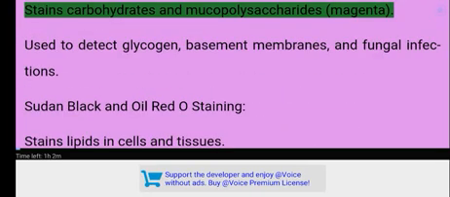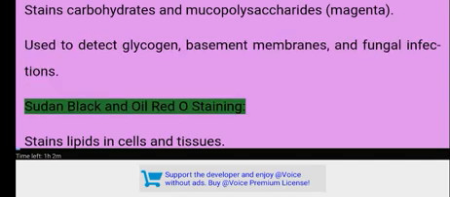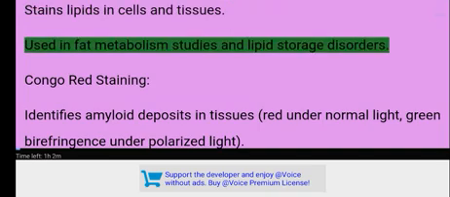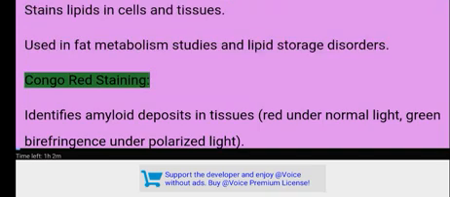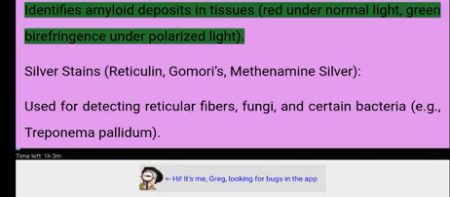Stains carbohydrates and mucopolysaccharides magenta. Used to detect glycogen, basement membranes, and fungal infections. Sudan black and oil red O staining. Stains lipids in cells and tissues. Used in fat metabolism studies and lipid storage disorders. Congo red staining. Identifies amyloid deposits in tissues, red under normal light, green birefringence under polarized light.